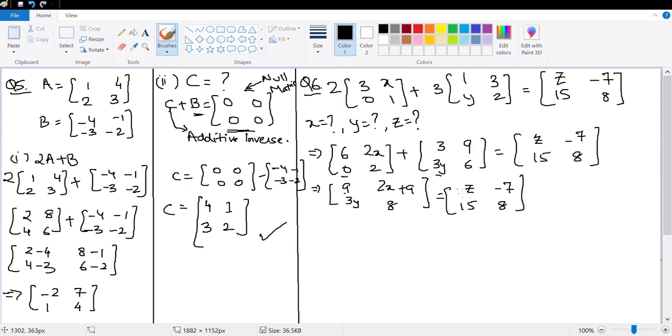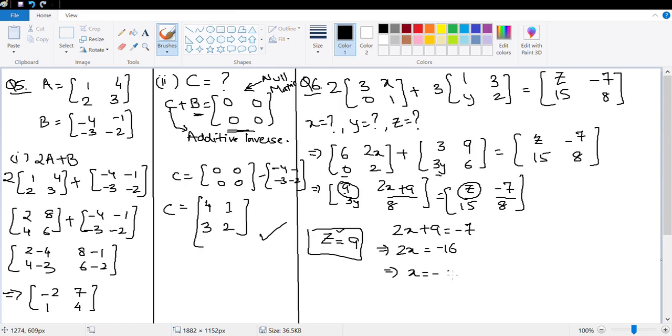So let's compare each specific element. z is equal to 9. Done, right? 2x plus 9 is equal to -7, which means 2x is equal to -16, and x will be equal to -8. This is also correct. So I have compared this element, I have compared this element. Now let's compare 3y with 15, which means 3y is equal to 15, which means y is equal to 5.